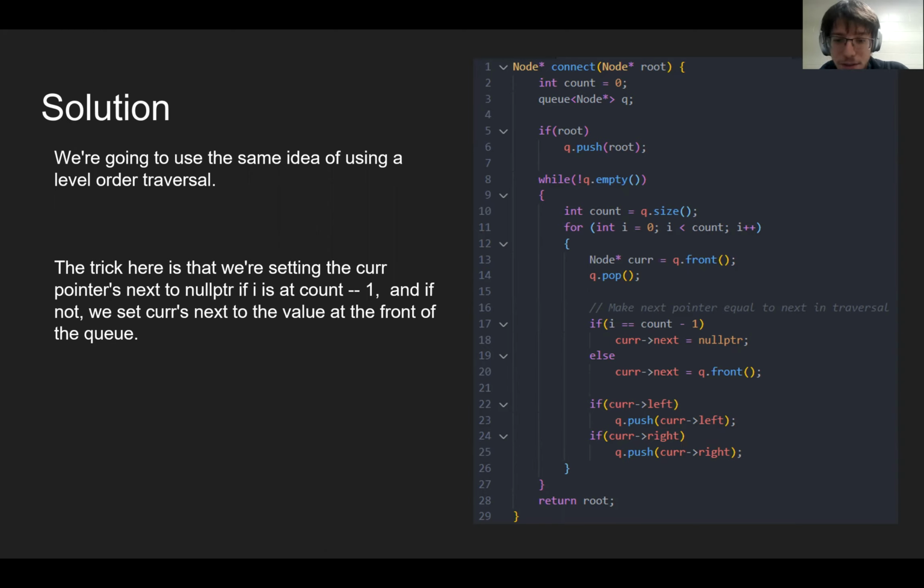And if current's left is not null, then we push that, and we do the same for the right. And that's pretty much it. This is exactly like what you had for your last topic, except with a couple of modifications to allow us to set the next pointers. Hopefully that makes sense. If it doesn't, you can always message me or Joshua in Slack or whatever. So that goes over the solution.